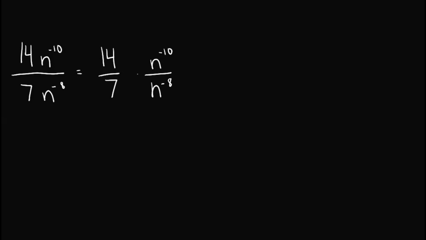Then what we can do here is, first we can simplify this one by our knowledge in fractions. And for this one, we can apply the quotient law. So this one would become 14 over 7. We can write that one as 7 times 2 over 7. And this one would become n raised to negative 10 minus negative 8. So let's put that out here. This is the quotient law.